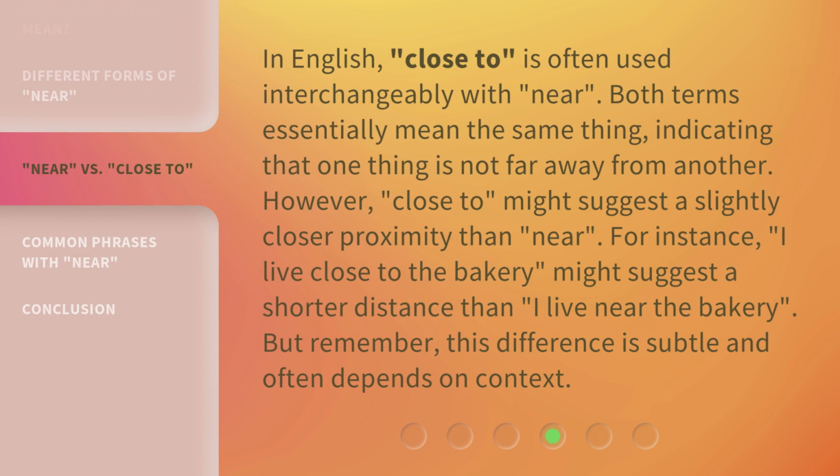In English, close to is often used interchangeably with near. Both terms essentially mean the same thing, indicating that one thing is not far away from another. However, close to might suggest a slightly closer proximity than near. For instance, I live close to the bakery might suggest a shorter distance than I live near the bakery. But remember, this difference is subtle and often depends on context.